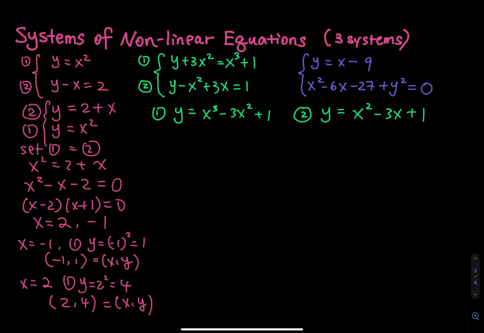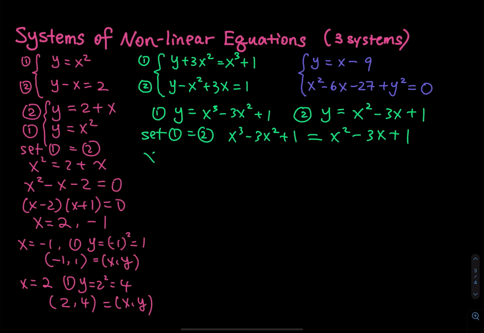So you have number 1 and number 2. And then you set number 1 equal to number 2. And then that is x to the third minus 3x squared plus 1 equals x squared minus 3x plus 1. So now you have one equation with one variable. We will move all the terms to the left hand side. So the third power cannot be simplified. And then the second power, you have negative 3 minus 1, that is equal to negative 4x squared. And then the first power is 3x. And then the constant 1 minus 1 is equal to 0. So there is no constant term.